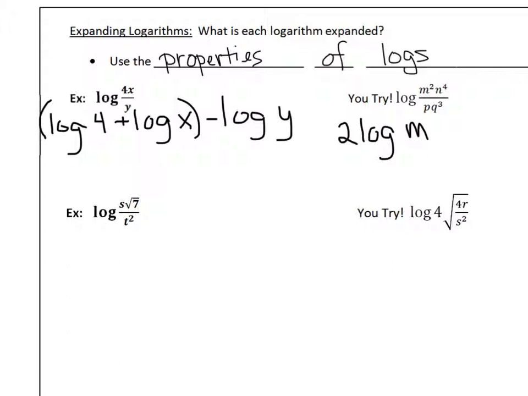Now go ahead and do the rest of that. Remember, each individual term or piece has to have its own log, and then unpause this when you're ready to check.